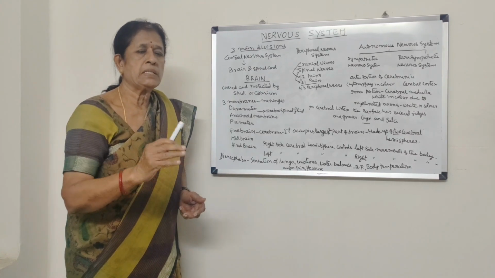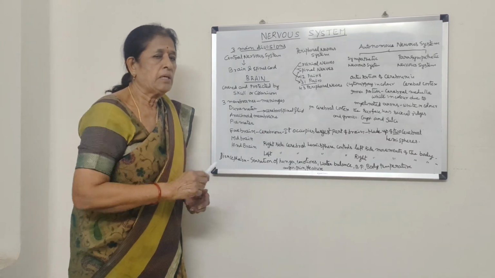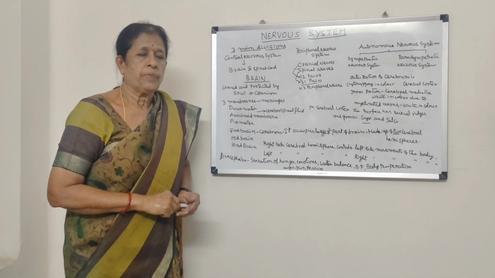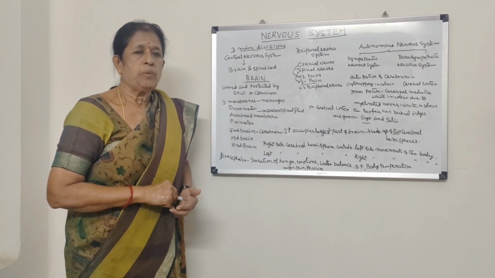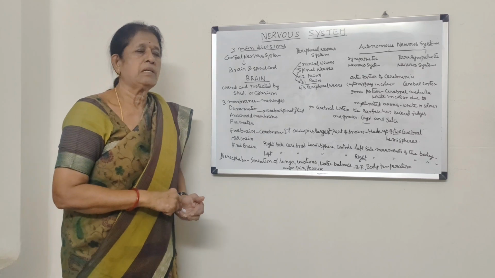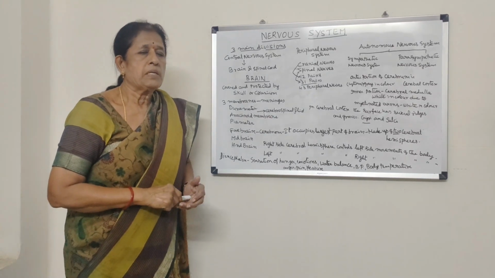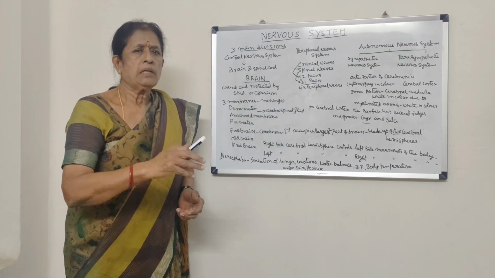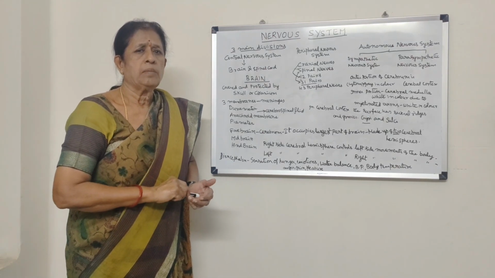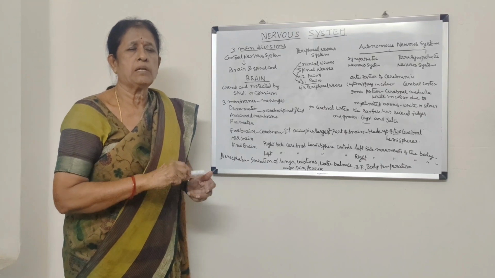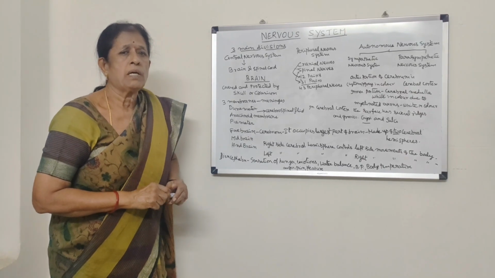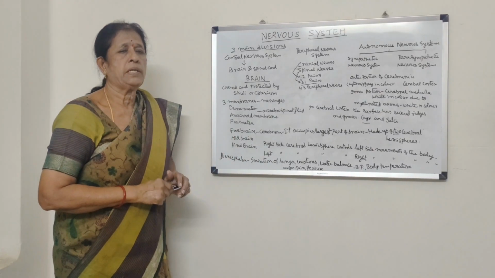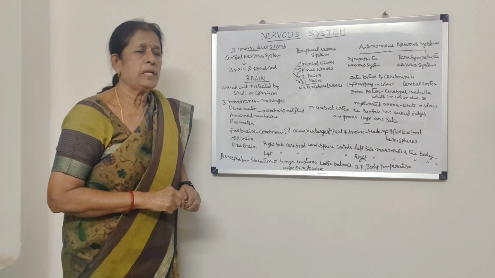The surface of the cerebral cortex is not smooth. It has several elevations and grooves. Elevations are called gyri, and grooves are called sulci. Gyri and sulci are plural; gyrus and sulcus are singular. So what is the importance of gyri and sulci? Gyri and sulci increase the cerebral cortex surface, where more neurons can be accommodated. So the maximum number of neurons can be accommodated, which helps in the functioning of the brain.